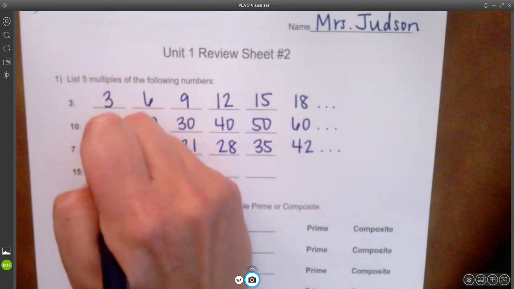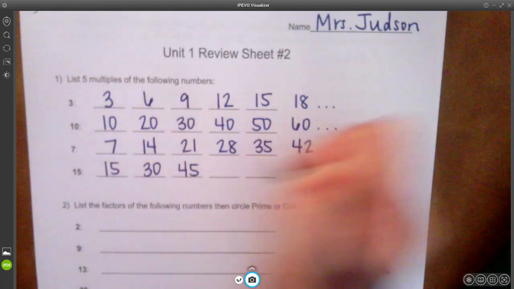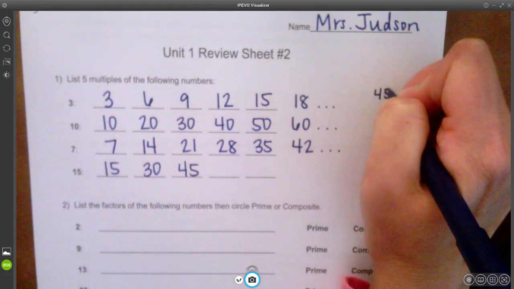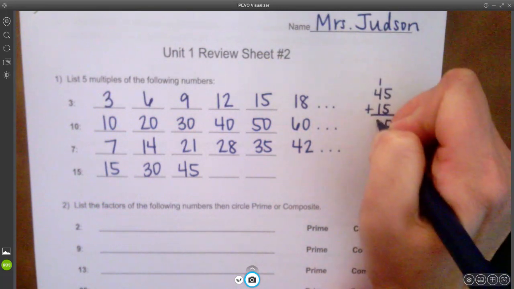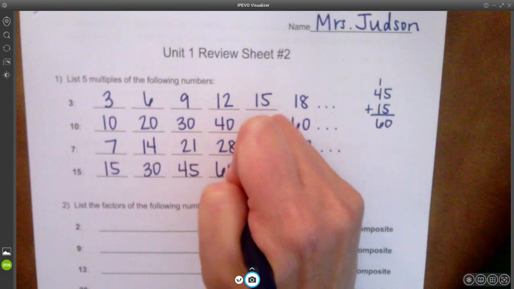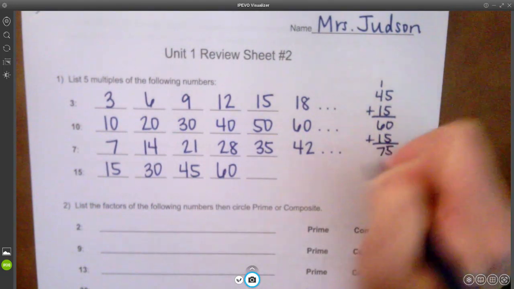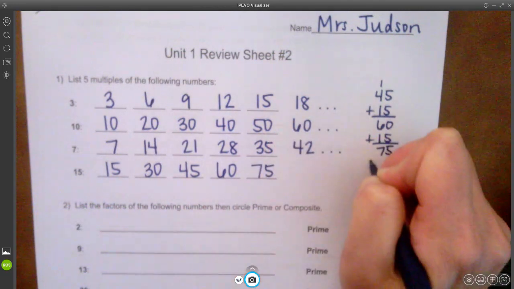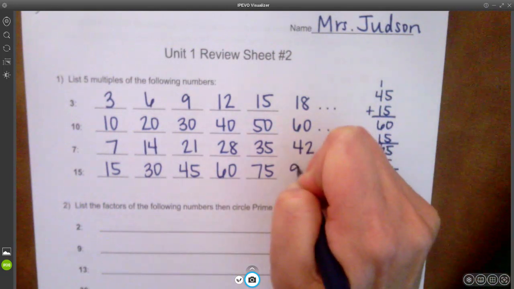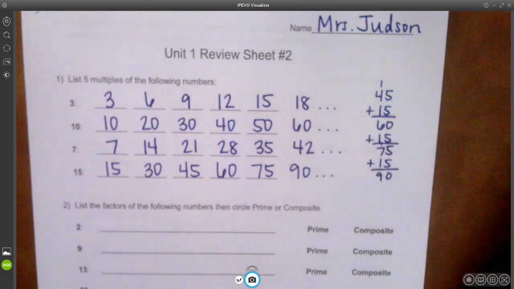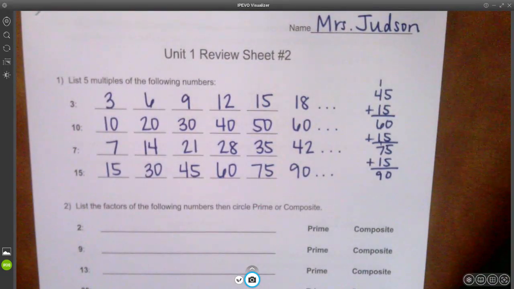All right, I bet you can do the first couple of these in your head, but after that, don't be afraid to show a little bit of work. So if I just add another 15, that will give me the next multiple of 15. Add 15 again. And depending again on where you started, maybe you even went all the way up to 90. And of course, multiples will keep on going and going. So 15 times anything will give you a multiple of 15.